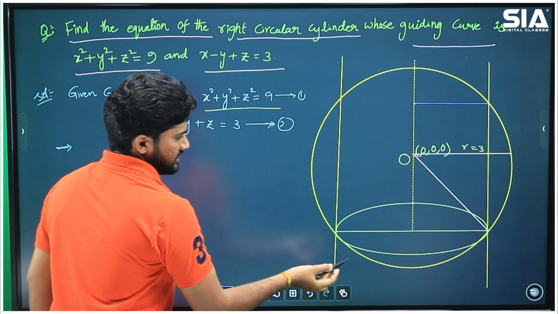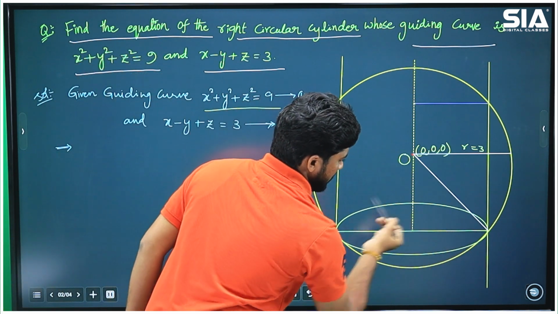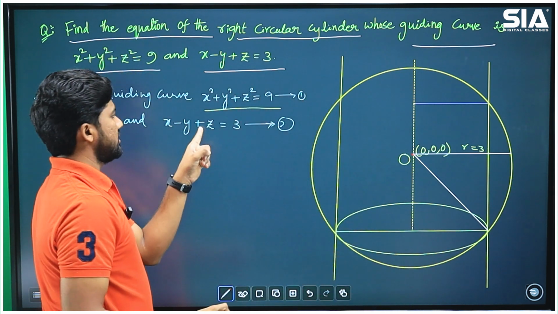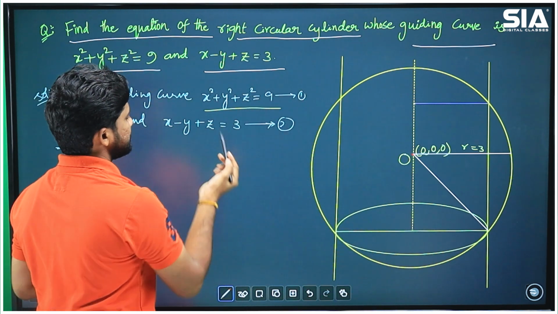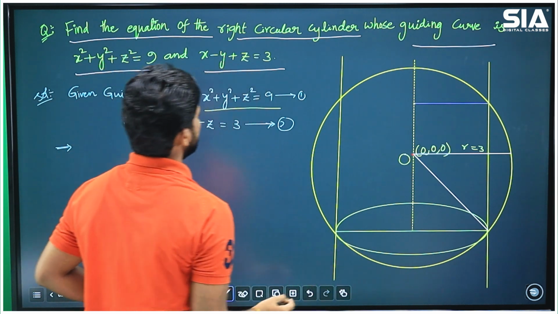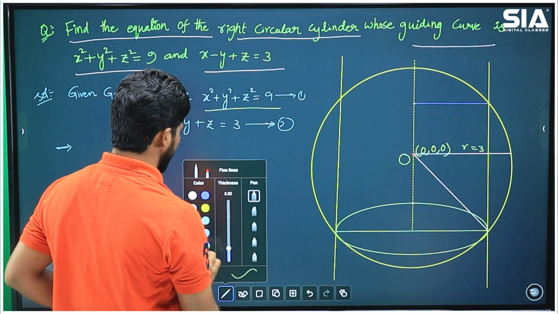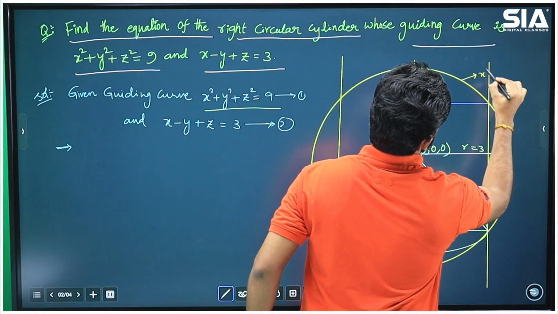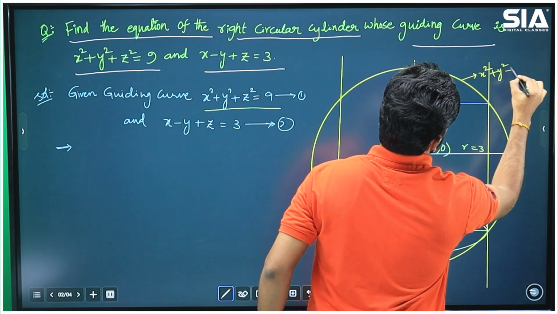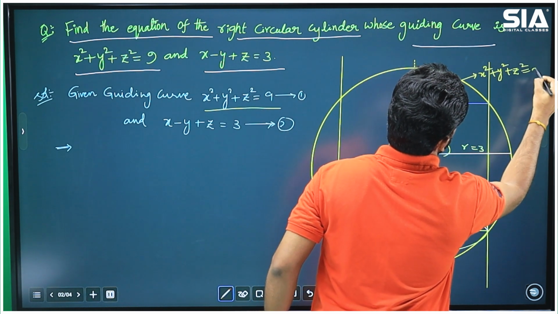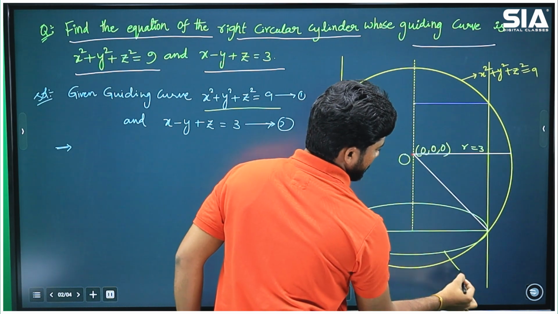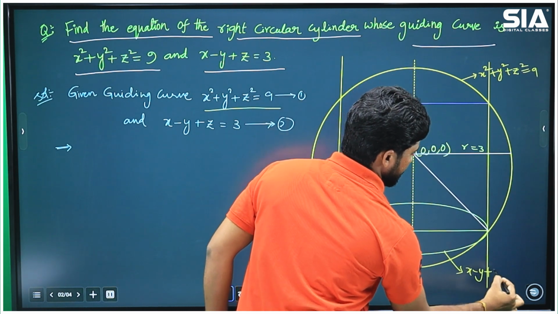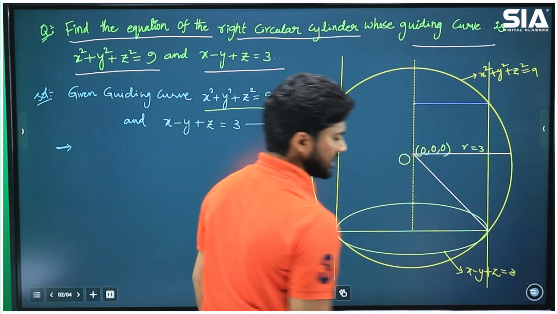And this is the plane. Whatever you are seeing, one more circle, that is called the given plane x minus y plus z is equal to 3. So here I am writing everything. So this is the sphere x square plus y square plus z square is equal to 9, and here you have that plane equation x minus y plus z is equal to 3.